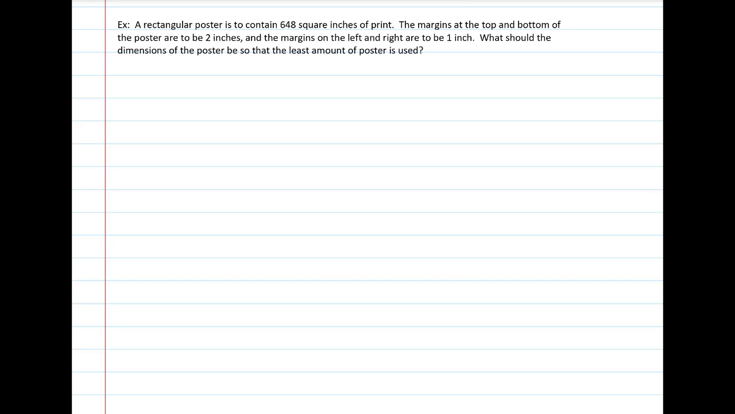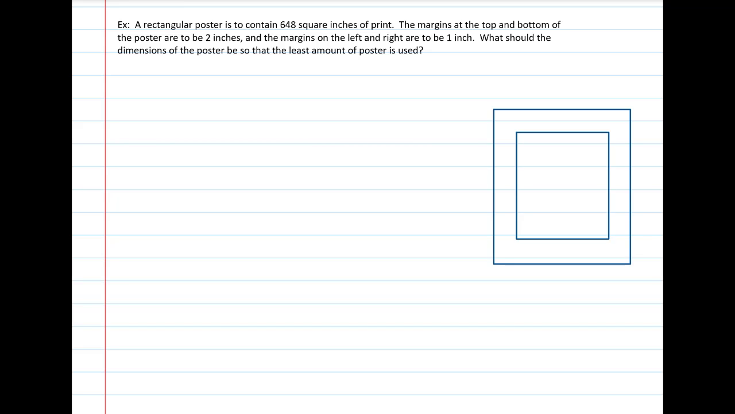All right. First of all, we want to get a sketch going here, just to have a visual of what we're talking about. So here we have it. We have a poster there, so pretend the larger rectangle is the poster, and the inner one is where the writing is going to go, where the print is going to go. I'm going to label the dimensions of the printed area as x by y, so width x and length y.